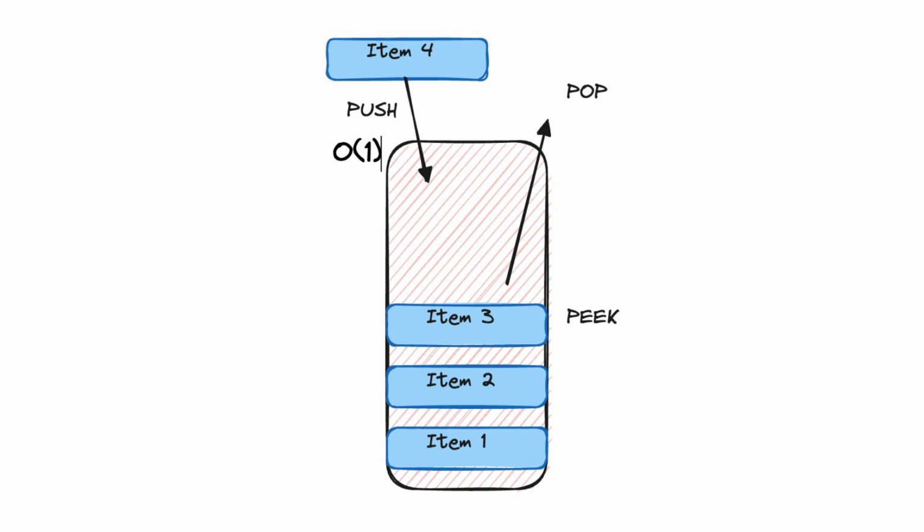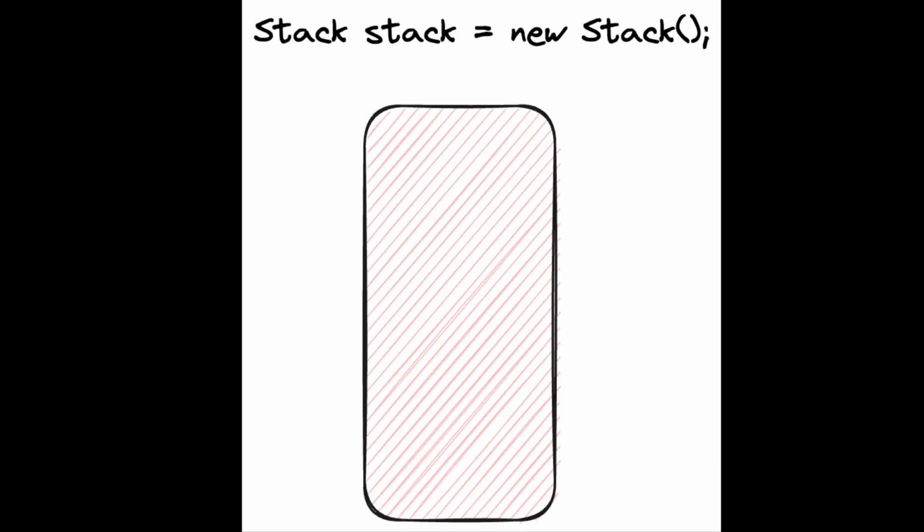Stack operations have a time complexity of O(1), which means they're really fast. Whether you're pushing an item onto the stack or popping it off, it happens in constant time. This efficiency stems from the fact that you're always working with the top element, so no iteration through other elements is needed. Let's visualize this with an example.